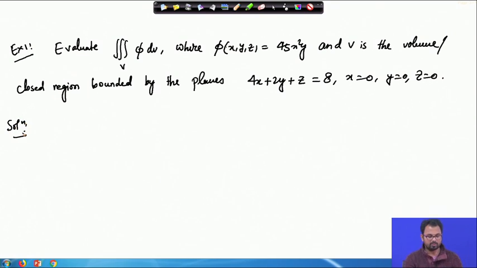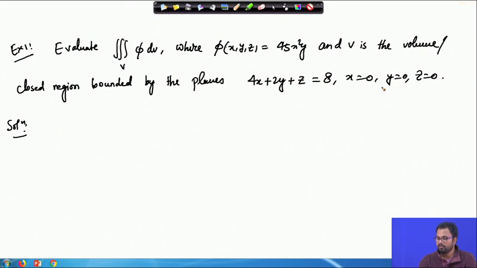So, obviously, drawing this plane is very easy because it is actually x equals 0, y equals 0 and z equals 0, and bounded by the plane 4x plus 2y plus z equals 8. So, you can draw this in 3D, and it is a fairly simple domain, basically a bounded volume, all right.